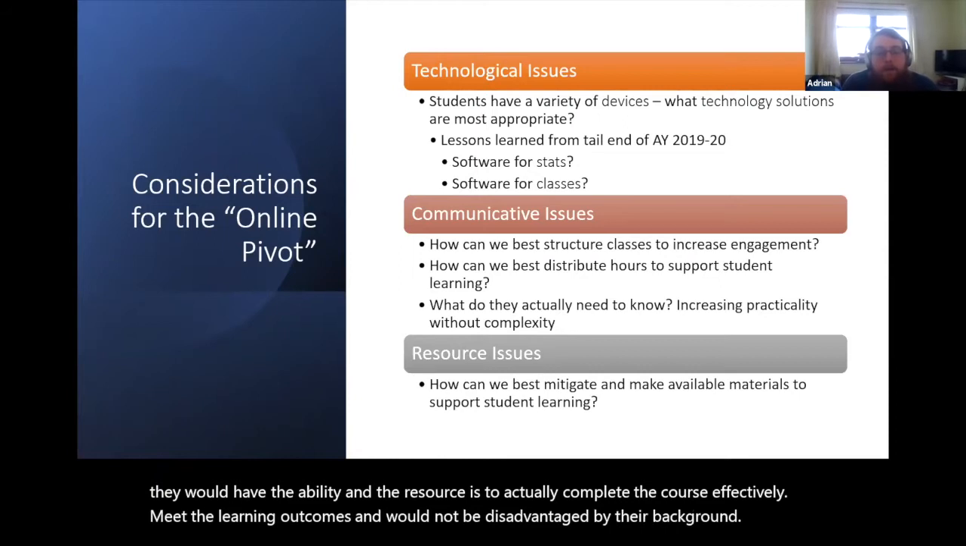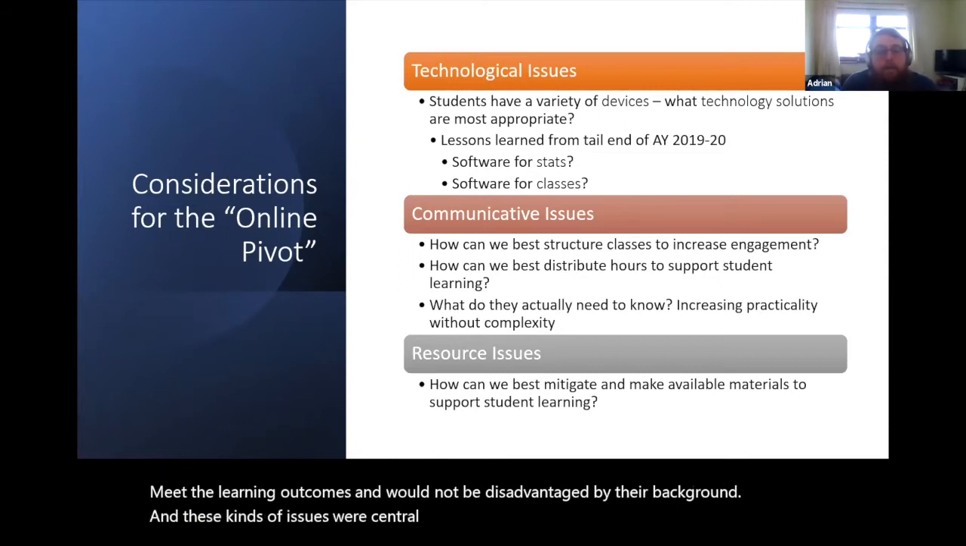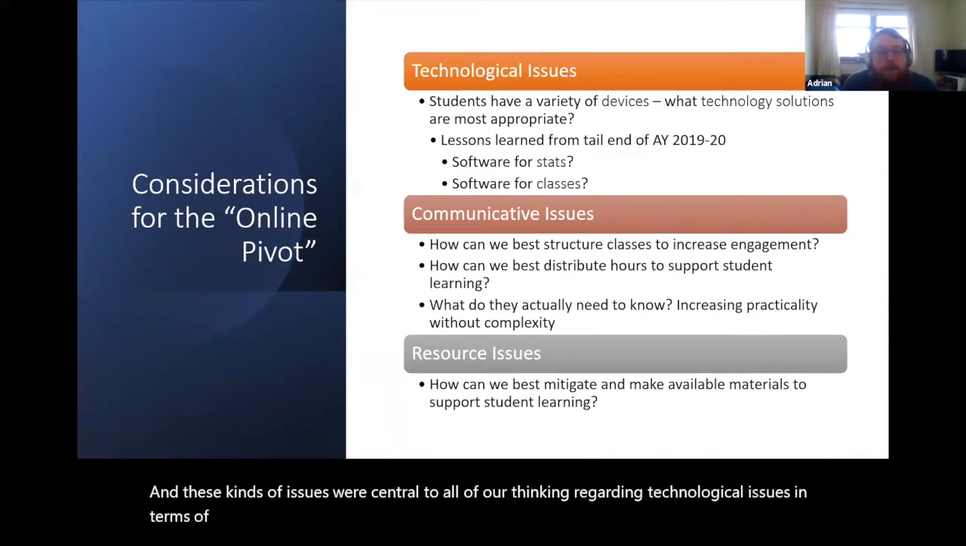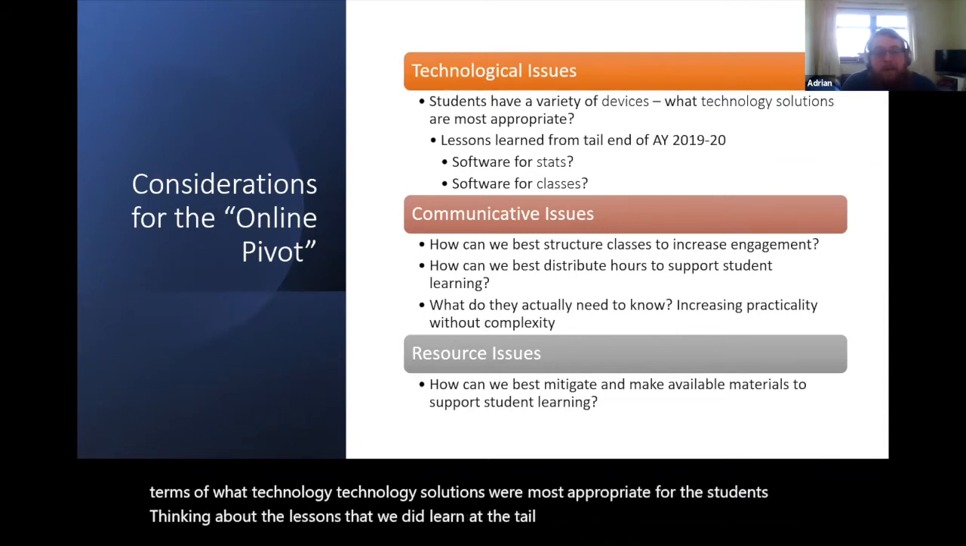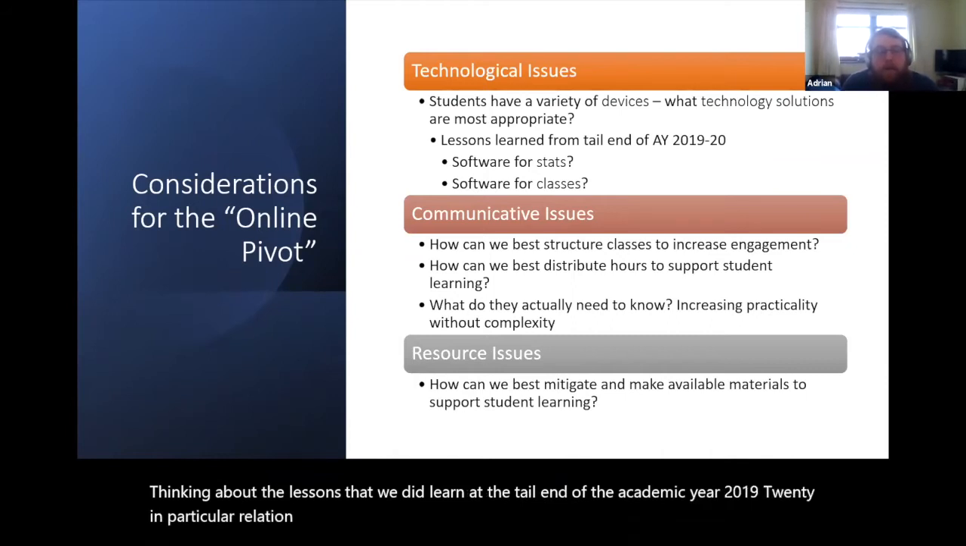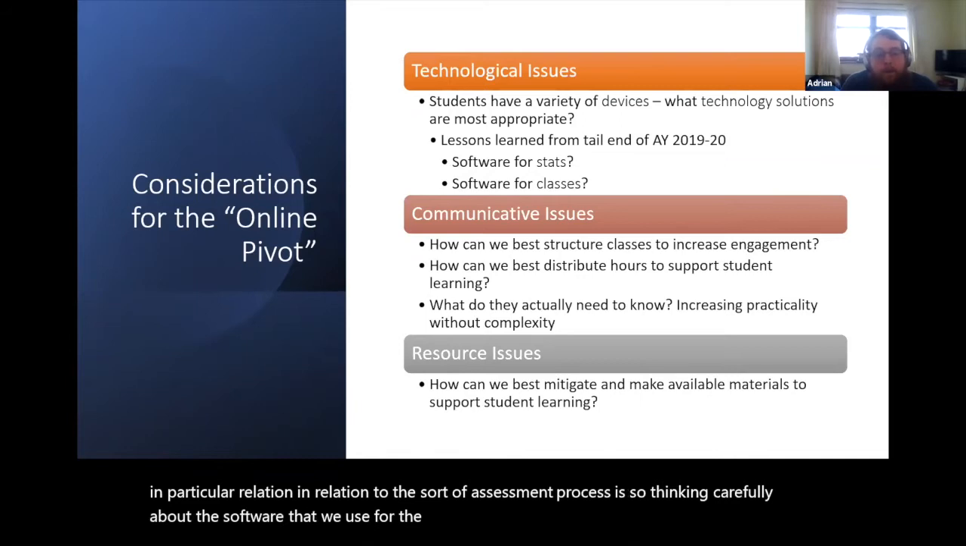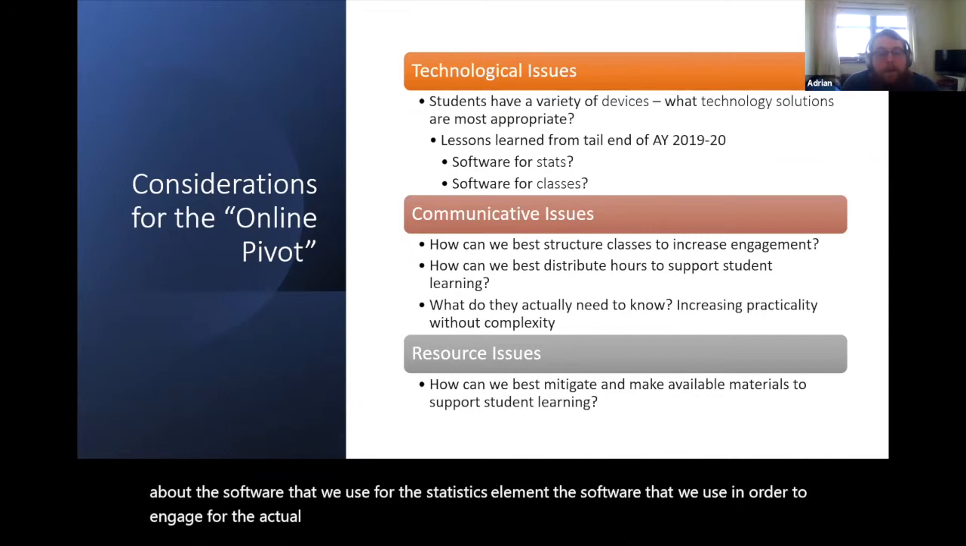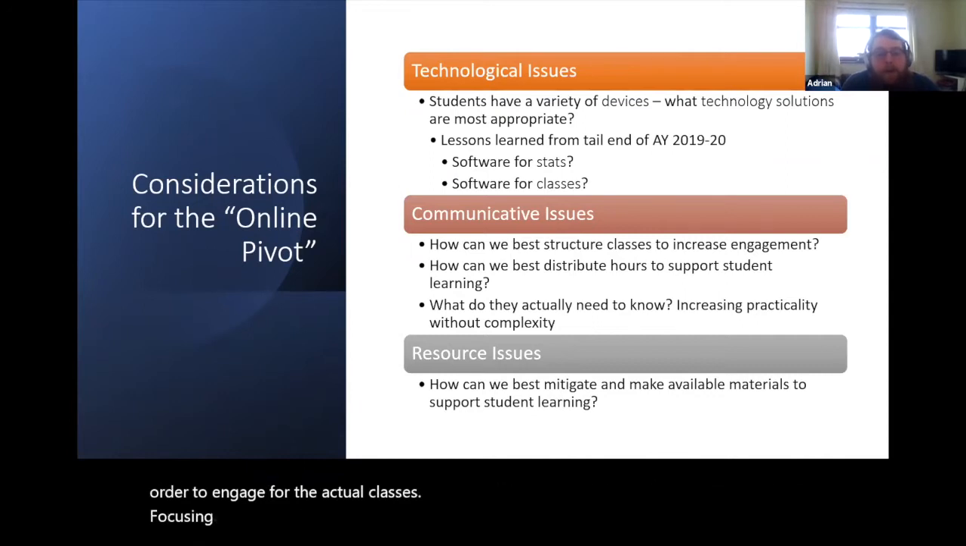These issues were central to all of our thinking regarding technological issues, in terms of what technology solutions were most appropriate for the students, thinking about the lessons we did learn at the tail end of the academic year 2019-20, in particular in relation to the assessment processes. So we thought carefully about the software we use for the statistics element, the software we use to engage for the actual classes, focusing carefully on the communicative issues.